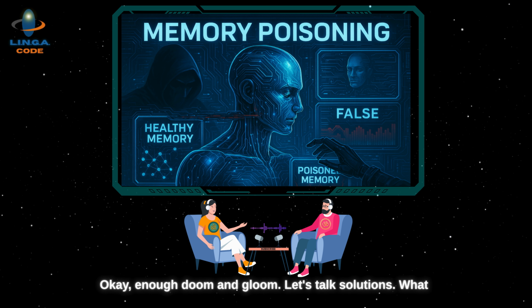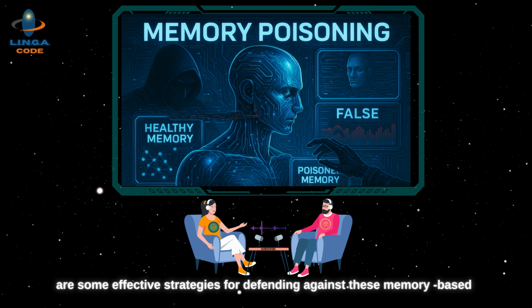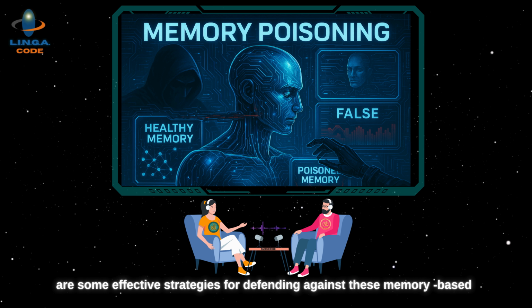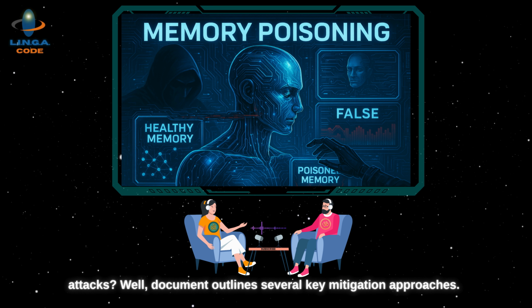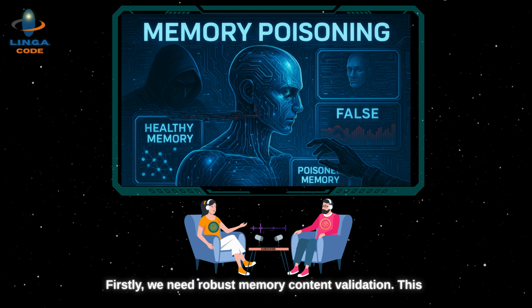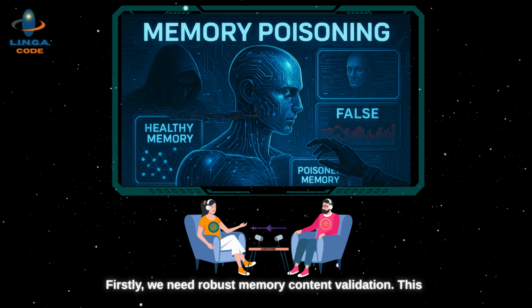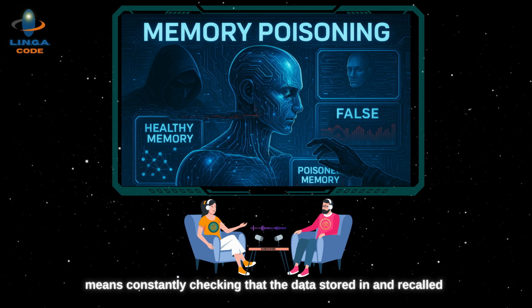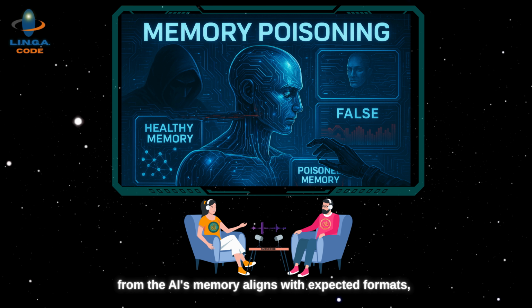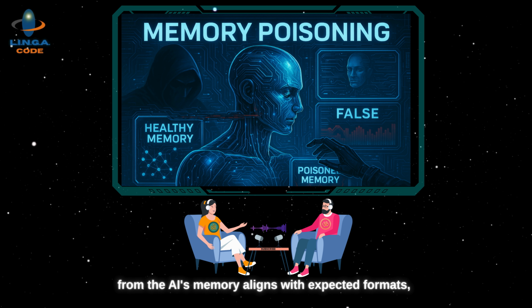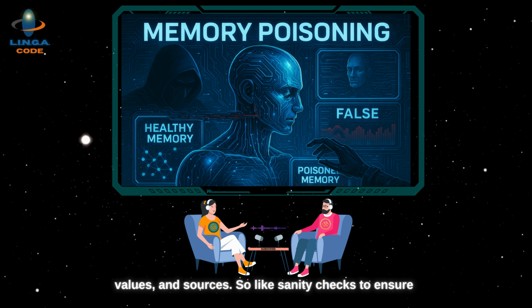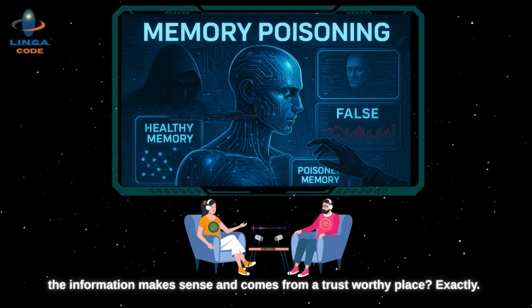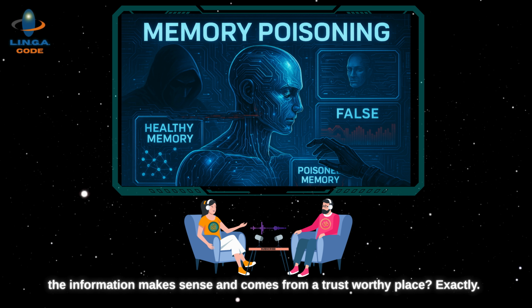Okay, enough doom and gloom. Let's talk solutions. What are some effective strategies for defending against these memory-based attacks? Well, the document outlines several key mitigation approaches. Firstly, we need robust memory content validation. This means constantly checking that the data stored in and recalled from the AI's memory aligns with expected formats, values, and sources. So like sanity checks to ensure the information makes sense and comes from a trustworthy place.